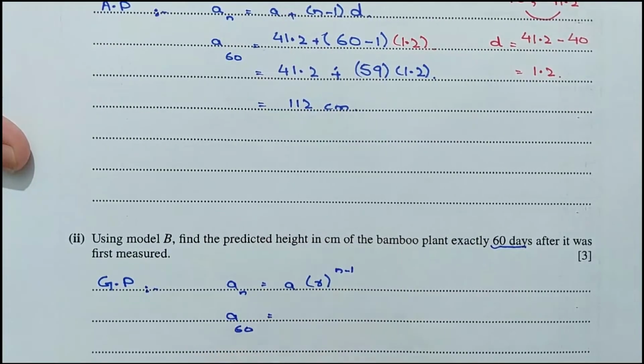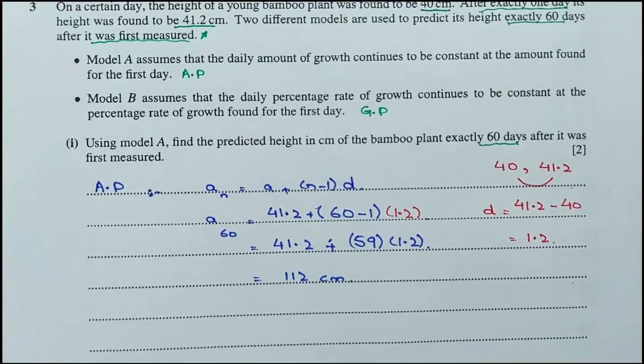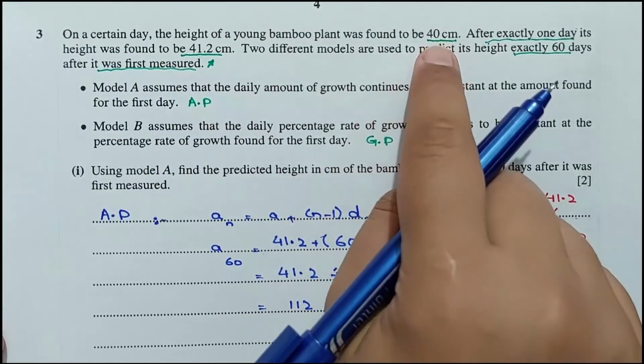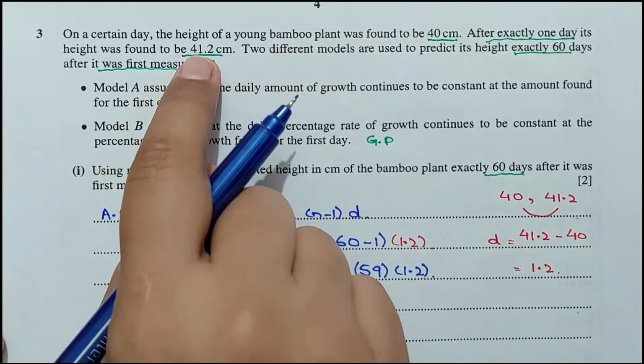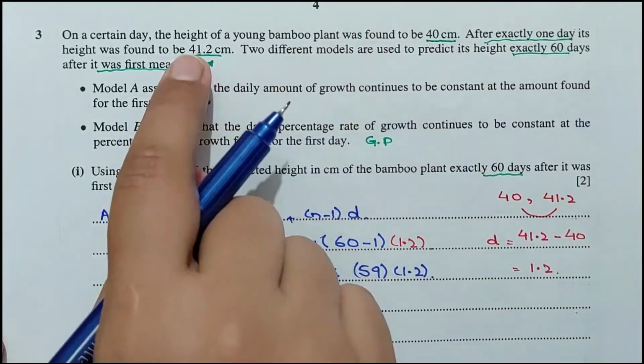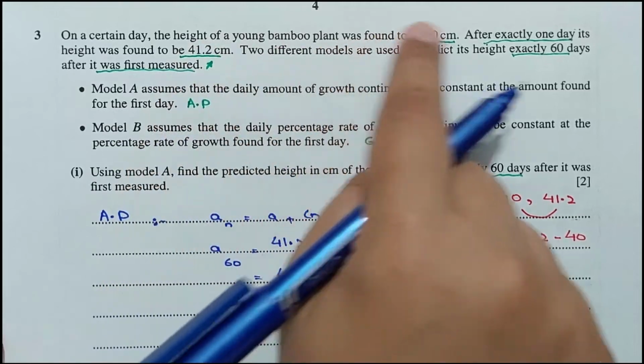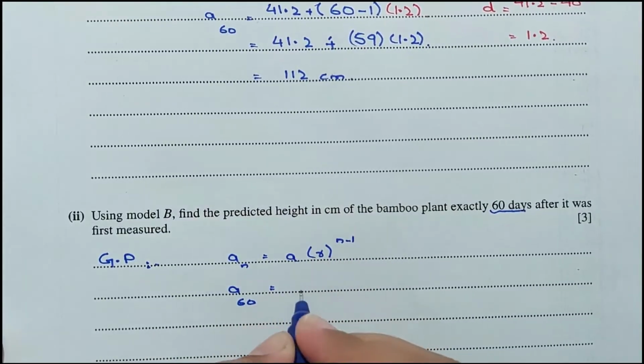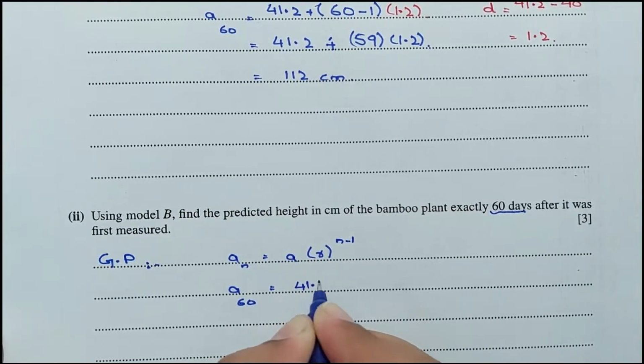A is the first term, so again I'm taking, 40 is not the first term. The first term is 41.2. Why? Because after exactly one day, this is the measurement. This is a measurement on any certain day. All right, so the first measurement we have is 41.2.